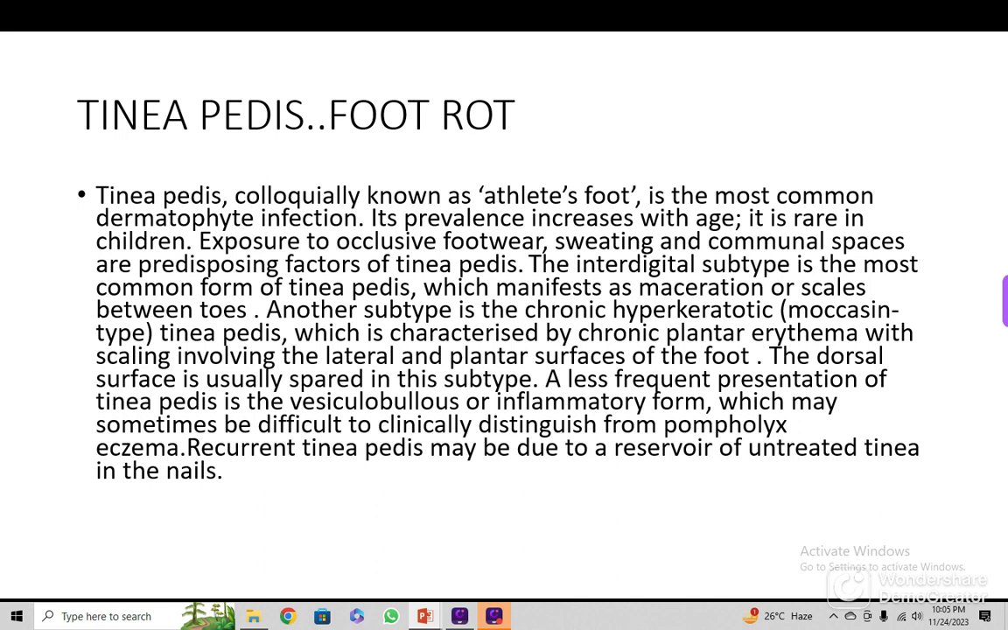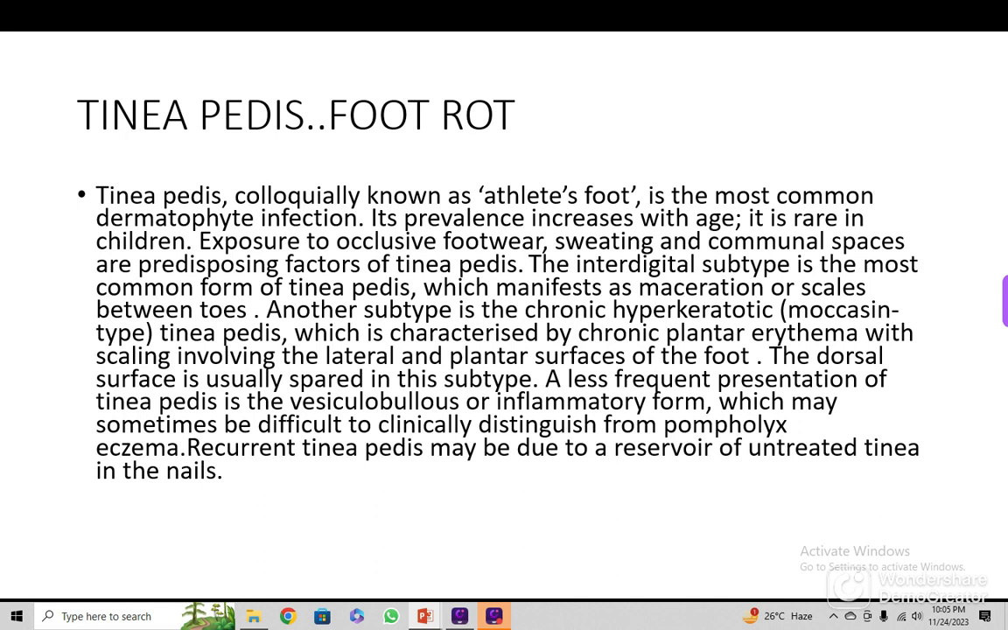The interdigital subtype is the most common form. Between the toes there is a space, the sweat will collect, and if it is collected, it is a very good culture medium for this infection. Another subtype is the chronic hyperkeratotic, which is called the moccasin type Tinea pedis, characterized by chronic plantar erythema with scaling involving the lateral and the plantar surface of the foot. It is less common.